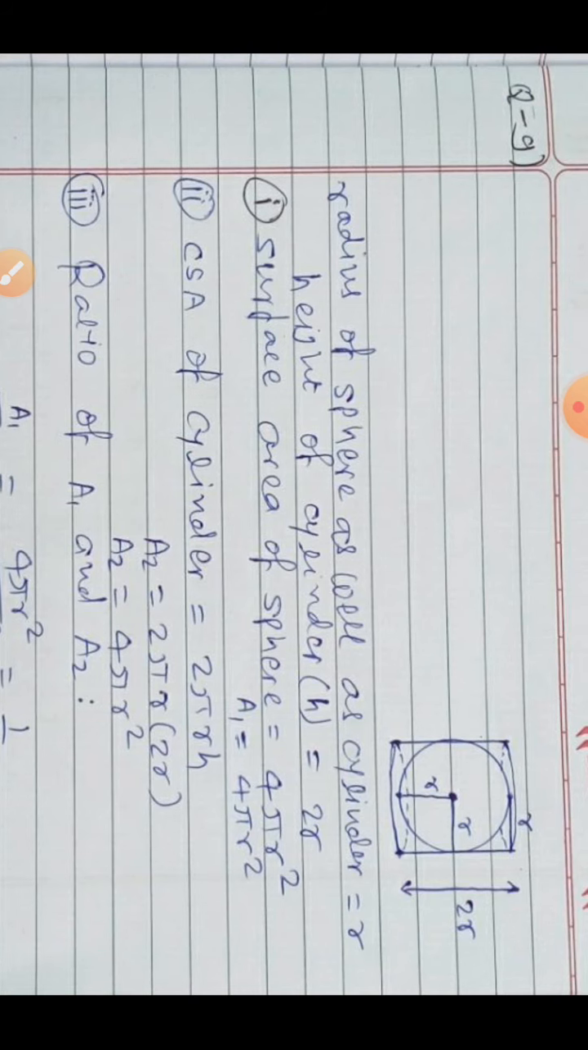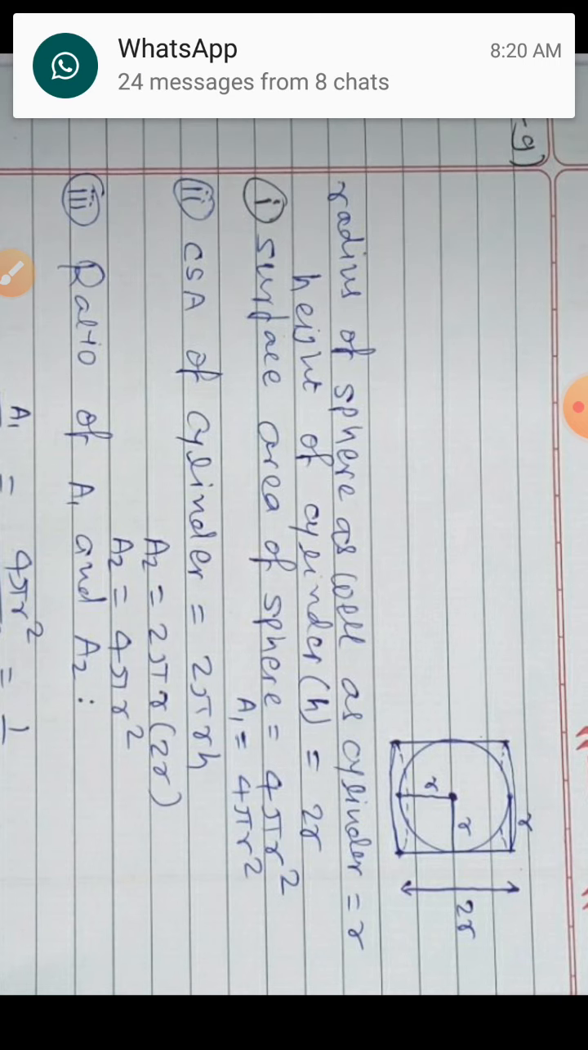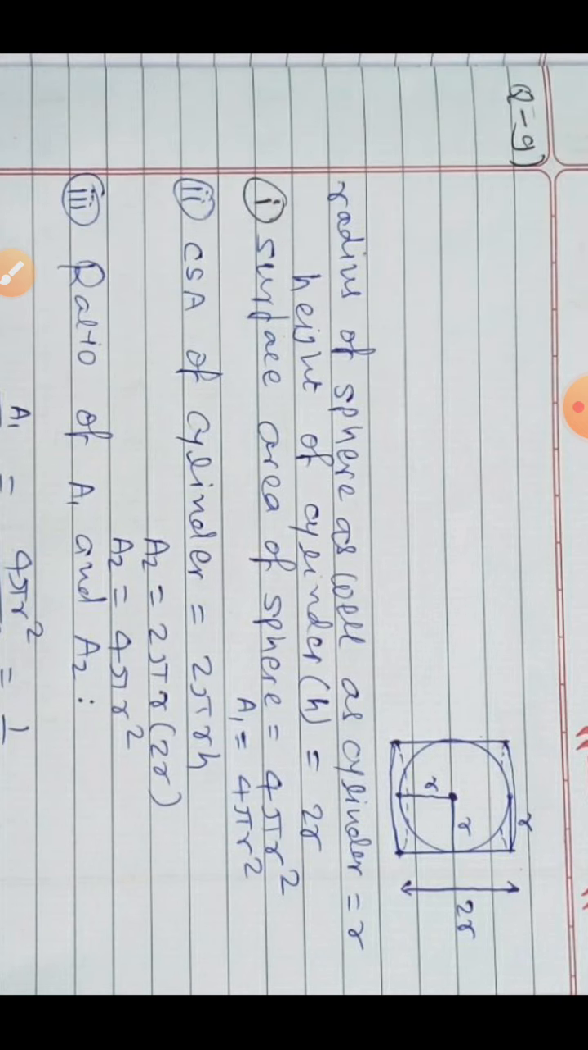Figure again I drew here. Radius of sphere R, and radius of cylinder also R. Height of cylinder becomes 2r. Why? You can see in the figure only. Okay, so everything is there. Radius of sphere as well as cylinder equal to R, so both are equal, written in one step only. Height of cylinder is equal to 2r.